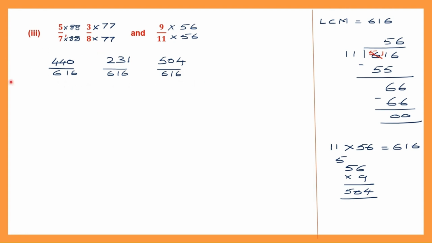So when we arrange it in descending order, we look out for the bigger numerator. The bigger numerator is 504. That means this fraction will come first. Then the next one is 440 and then 231. So let's write this first. So 504 by 616 comes first.